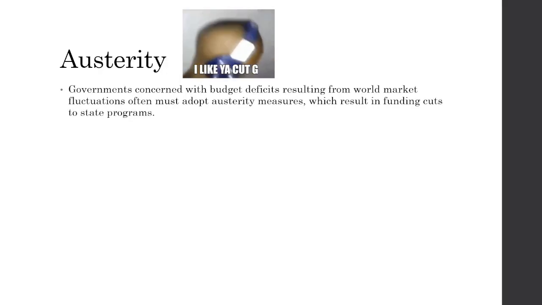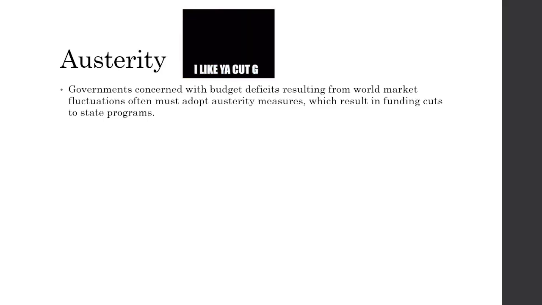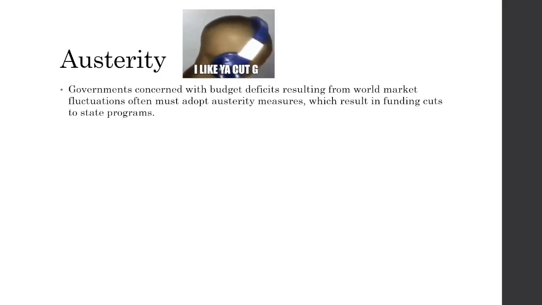All right, let's talk about austerity measures. Austerity. So governments concerned with budget deficits, which means they're spending more than they're making, can result from world market fluctuations, and they usually adopt austerity measures to overcome these deficits, which results in funding cuts to state programs. So they're trying to cut government spending so they spend less than what they make. You want to either break even, or in reality, you really want to be in a budget surplus where you're making more than you spend.